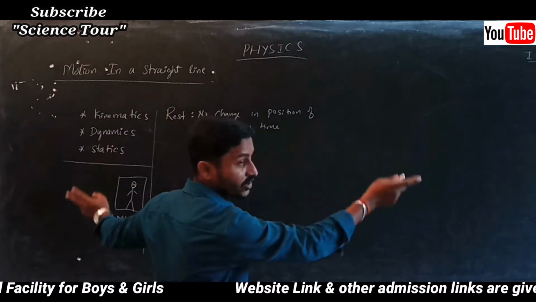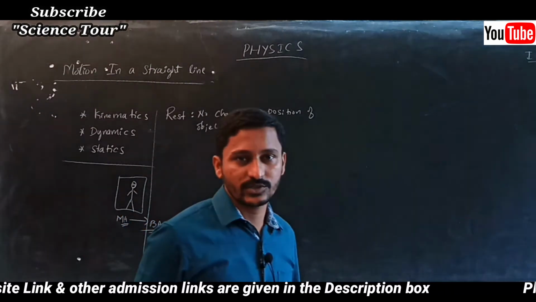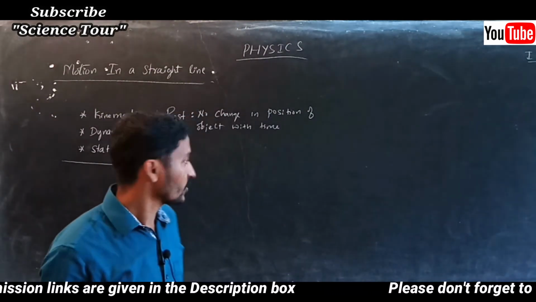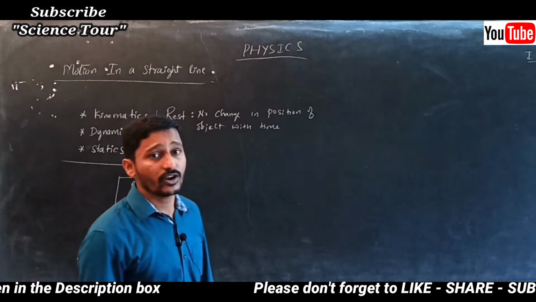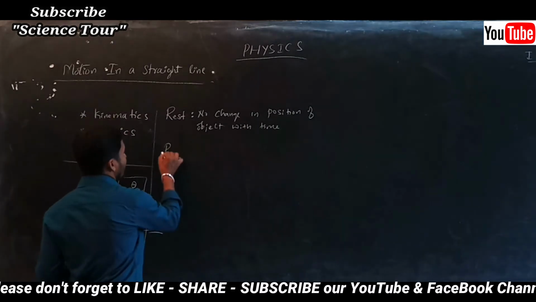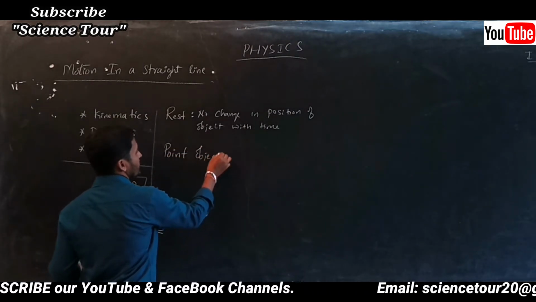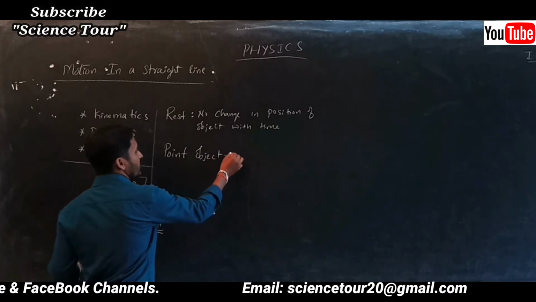With respect to surroundings, and with respect to time, it is not going to change its position, that is, the object is at rest. Okay, object in motion we have already written, and now all of these things we are going to write down as an object, and generally we will write it as a point object. What is a point object?